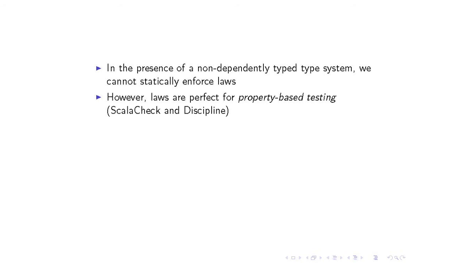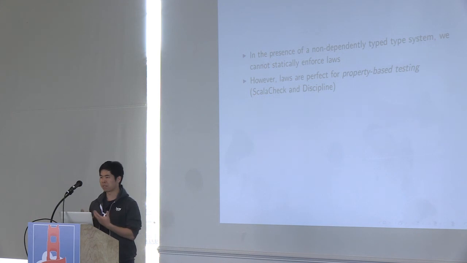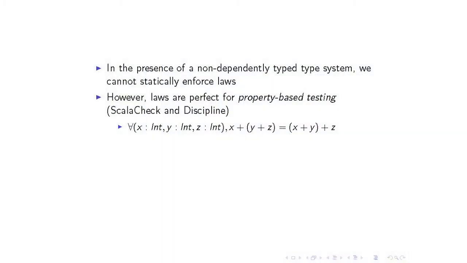However, laws are perfect for what is called property-based testing, right? In traditional unit testing, we feed in fixed inputs and say we expect this output for these inputs. Whereas in property-based testing, we assert properties that the output will have for all inputs. So for instance, in the case of monoids, we say for any three integers, the addition operation is associative. And for the zero case, for any integer, x plus 0 is the same as 0 plus x, which is the same as x.